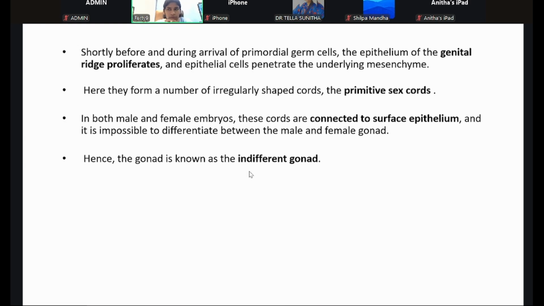Okay. So as I told before, this genital ridge proliferates. Along with that, the mesoderm also proliferates and forms a few sex cords called primitive sex cords. And then it will be undifferentiated till 6 to 7 weeks. After that, it will be differentiated.